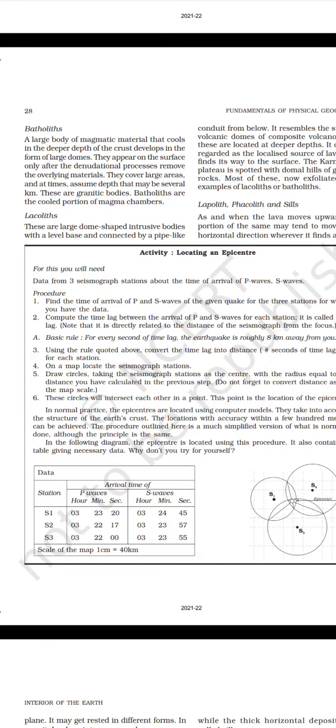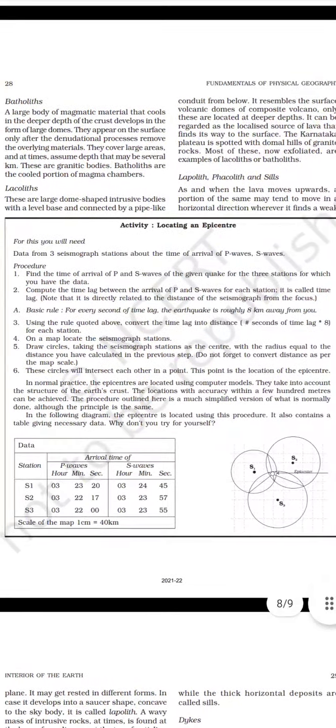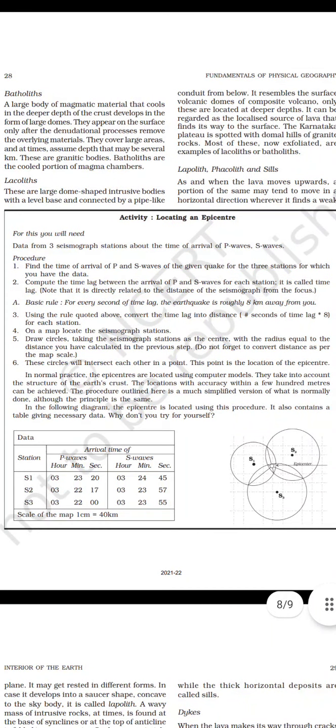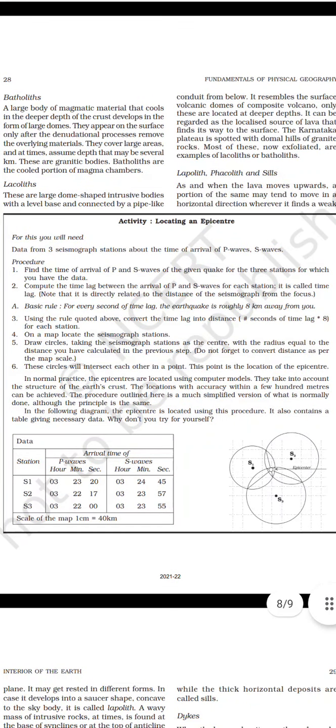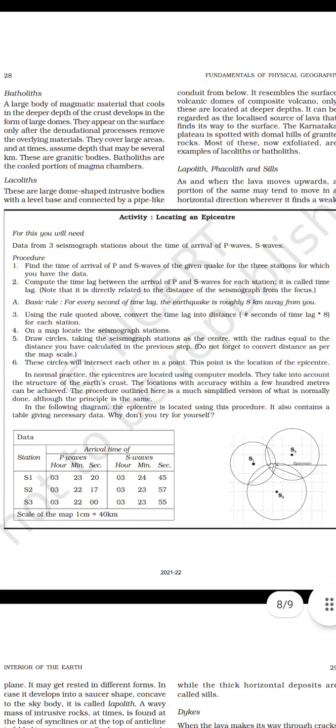Note that it is directly related to the distance of the seismograph from the focus. Basic rule: for every second of time lag, the earthquake is roughly 8 kilometers away from you. Using the rule quoted above, convert the time lag into distance: seconds of time lag times 8 for each station. On a map, locate the seismograph stations. Draw circles taking the seismograph stations as the center with a radius equal to the distance you have calculated in the previous step. Do not forget to convert distance as per the map scale.